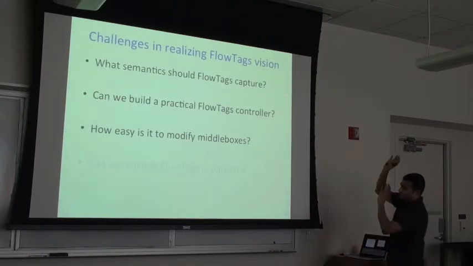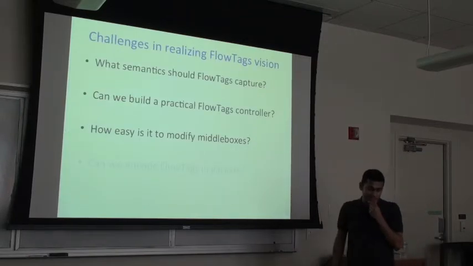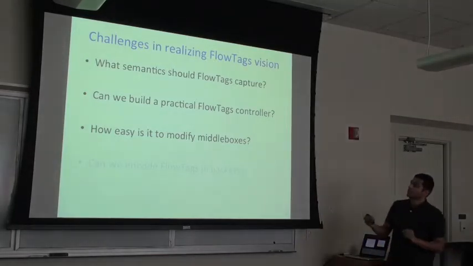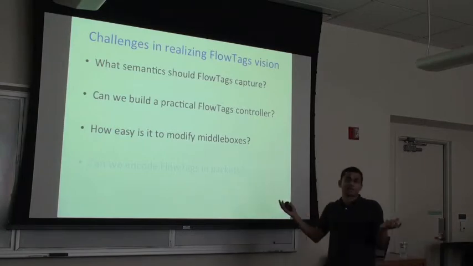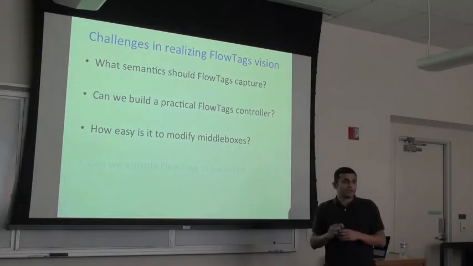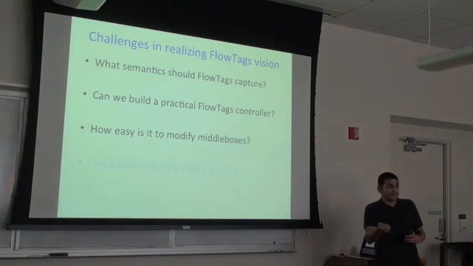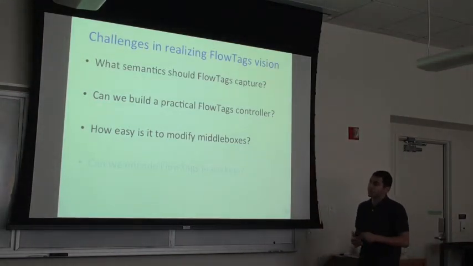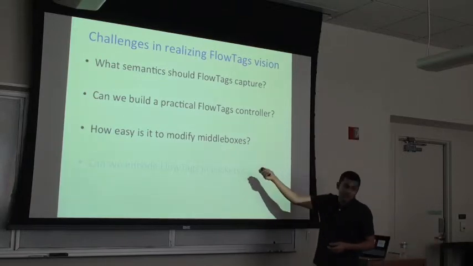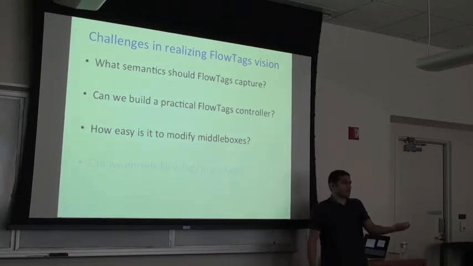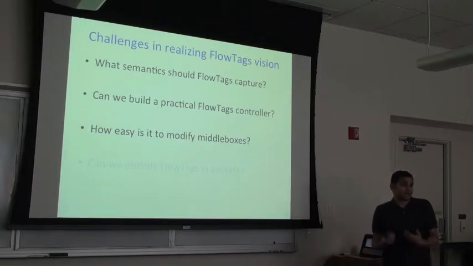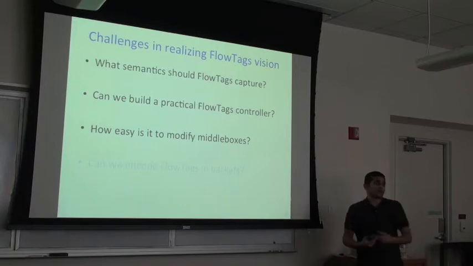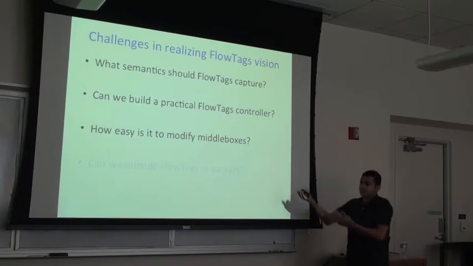Okay, so there are actually a lot of practical challenges in realizing this architecture that unfortunately I won't have time to cover, but I can point you to the paper. So one question is, what semantics should these tags capture, first of all? I told you at a high level, but how do you systematically generate these tags? Second is, how do we build a practical flow-tags-enhanced controller? And finally, a more practical question: is it possible for a middlebox vendor to support flow tags? How easy is it to modify an existing middlebox? Suppose you have the source code, how easy is it to add flow tag support to an existing middlebox? And this is really key for adoption.